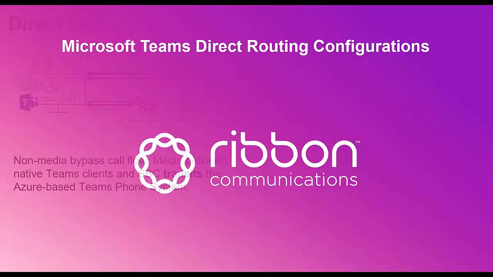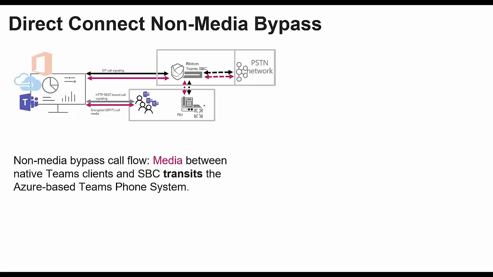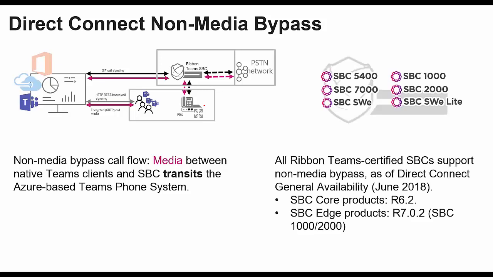Microsoft Teams direct routing is offered in two configurations. Right now, what is available is direct connect non-media bypass. In that model, all the Microsoft Teams users send both signaling as well as media, encrypted SRTP calls, to the Microsoft Teams Online media proxy, which is sitting in the cloud in Azure. All the media from the Teams user goes to the Azure cloud, and then it goes to the Teams certified SBC and the PSTN for the PSTN connection.